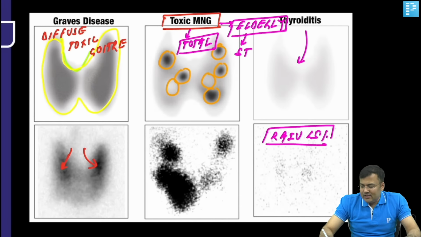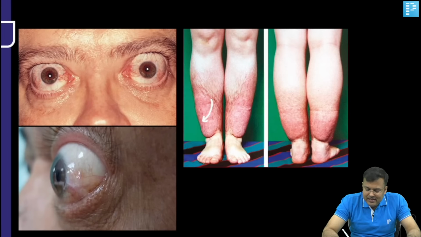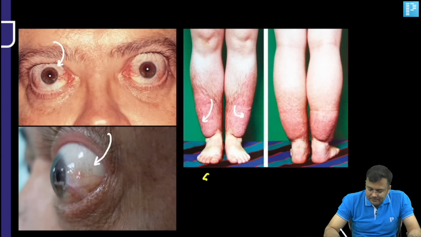Okay, guys, now see the next question. Easy question. Can you see exophthalmos? Can you see this patient is having pretibial myxedema? So, protrusion of eyeball, exophthalmos, pretibial myxedema because of deposition of glycosaminoglycans. Tell me, guys, what's the diagnosis? All of you are correct. It's Graves.